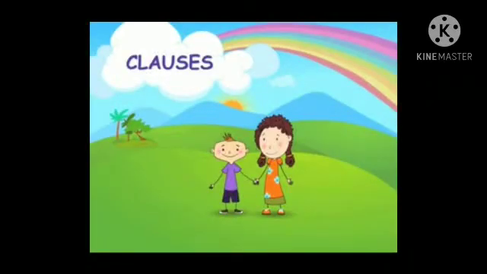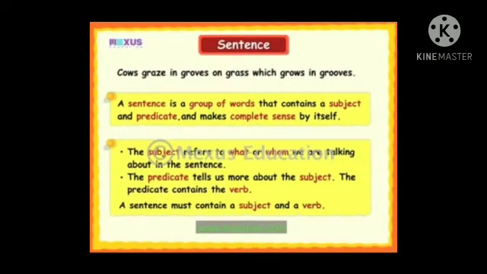Today, in this session, we will master what clauses are and their types. First, we have to know about a sentence. A sentence is a group of words that contains a subject and predicate and makes complete sense by itself.